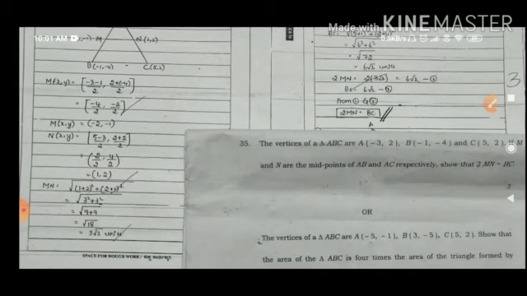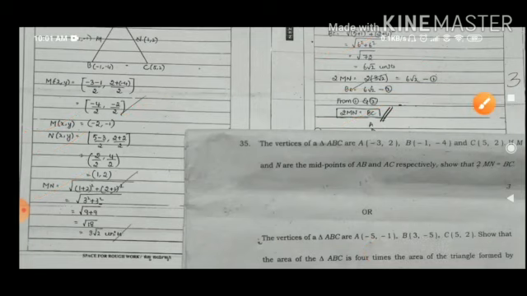2 times of Mn, 2 times of Mn. Here 2 times of Mn. If you check, you will get the equation. So here using the midpoint formula, you get the M and X coordinates. Then find Mn using the distance formula, and BC using the distance formula. By equating them, show the given result.